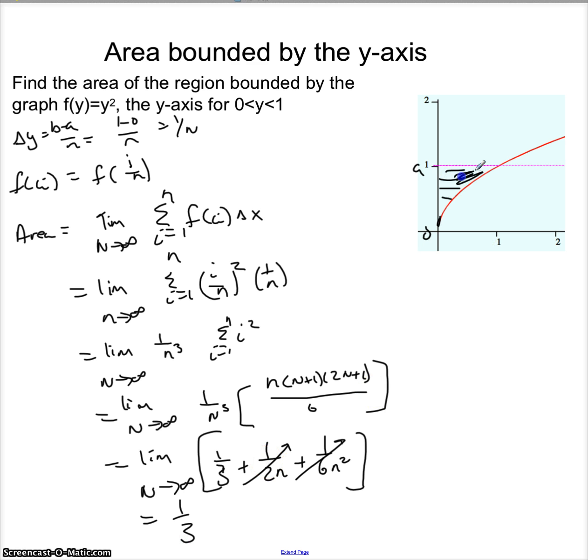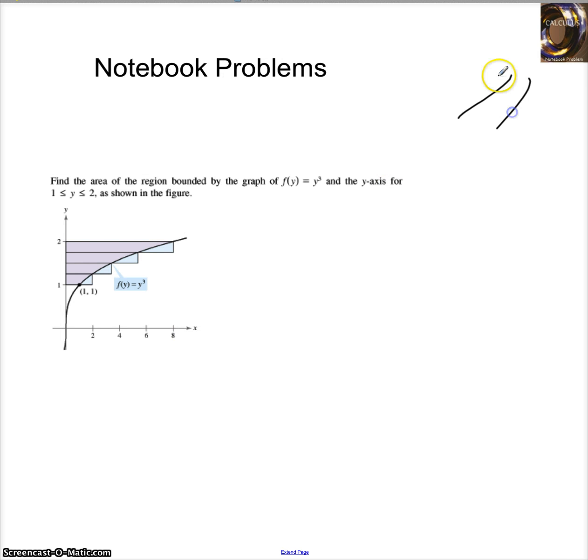So this area right here is 1/3, which tells you, since this whole area is 1, this area right here is 2/3. Now, give this one a go. Stop the video when you're done. Finish your homework.